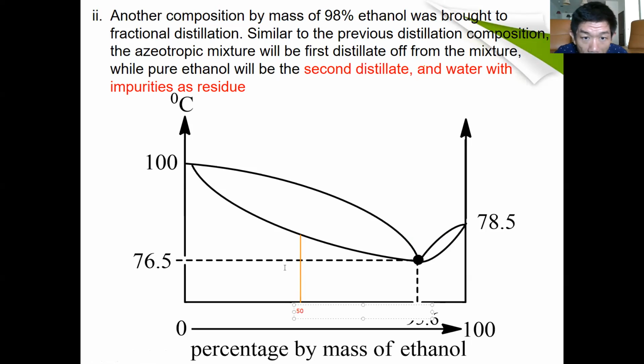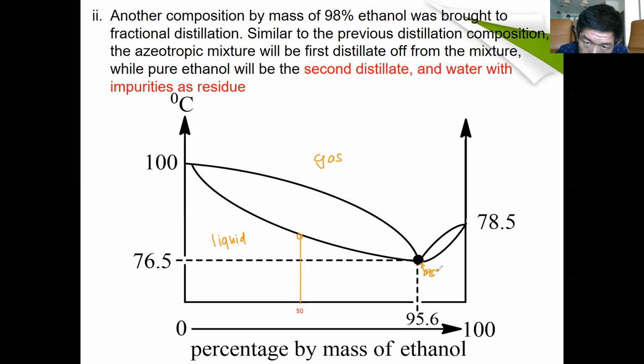Okay. So now what happens when you boil this mixture? Don't forget, we are still in a liquid composition. As I told you, everything above the curve is gas and everything below the curve is liquid, isn't it? And this is your azeotrope mixture. Okay, so now what happens when you bring it to fractional distillation? The process of vaporization and condensation keeps on occurring, isn't it?